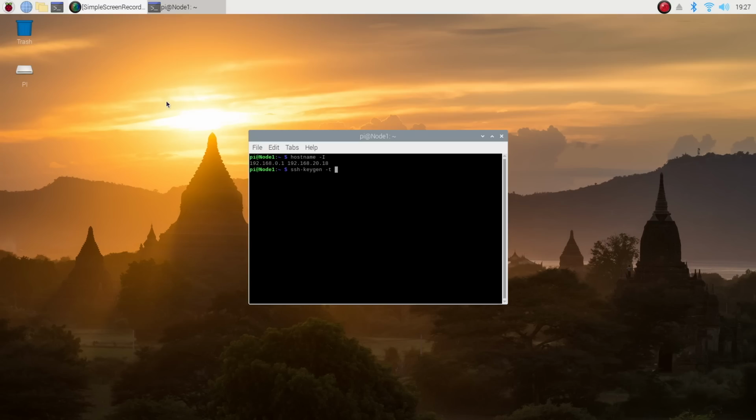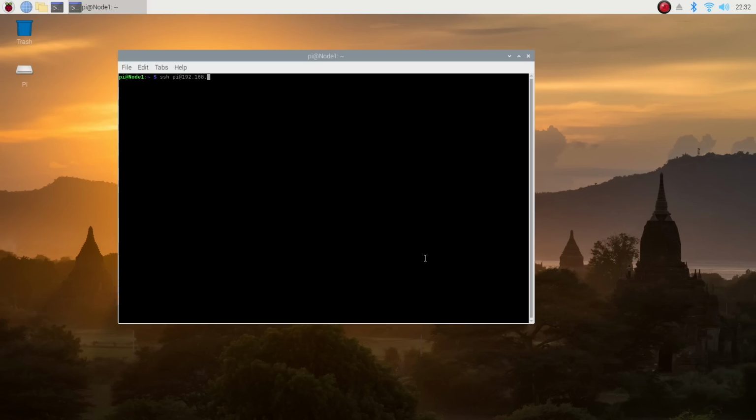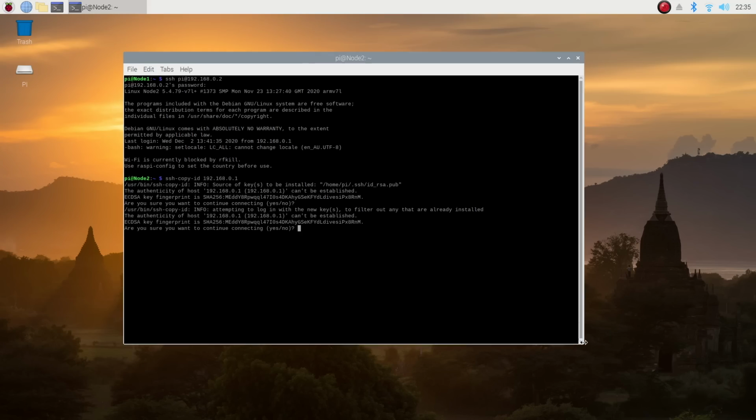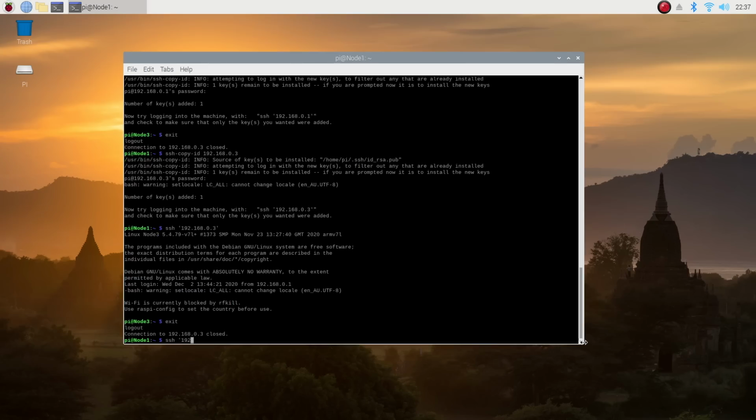Next, we need to allow the Pis to communicate with the host without requiring a password. We'll do this by creating SSH keys for the host and then each of the nodes, and sharing the keys between them. This is only done in pairs between the host and each node, so the nodes aren't able to communicate with each other, only with the host.